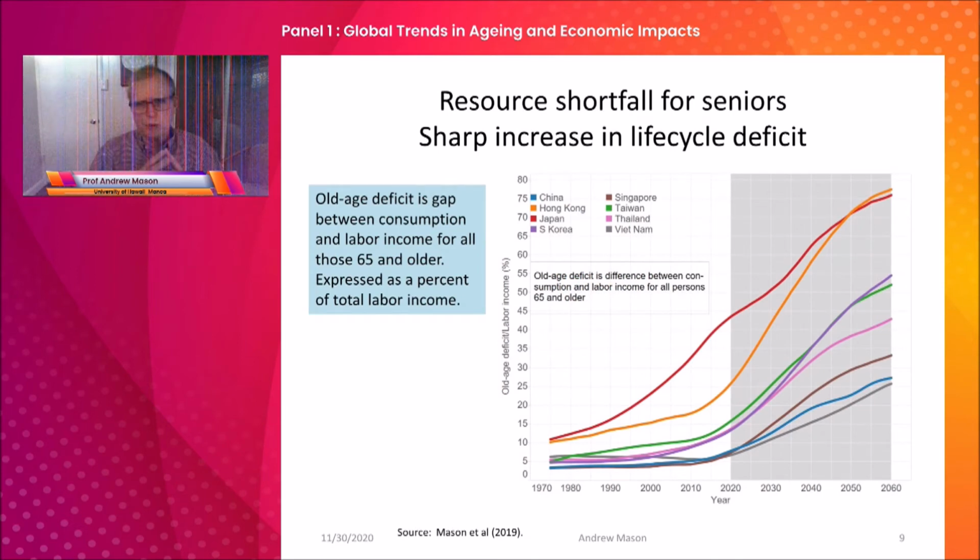So this shows the resource shortfall for seniors. So how this is calculated is that it is the old age deficit. That's for all seniors, all people 65 and older combined, expressed as a percent of total labor income. So in 2020, it was very high in Japan, 45% of total labor income. So that means that you would have to take almost half of all total labor income of everyone in Japan to fund the life cycle deficit of seniors during that year. Well, that's quite a difficult thing to try to do.